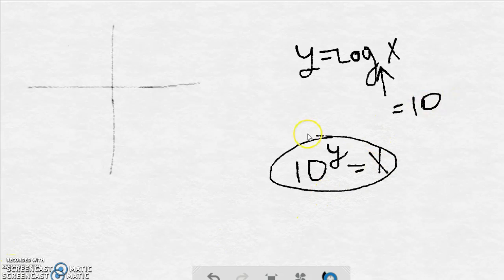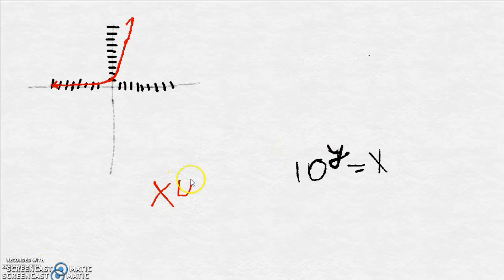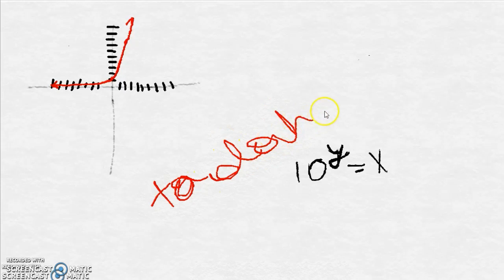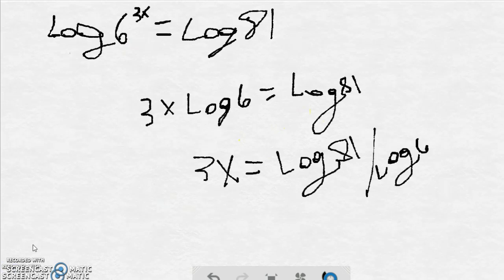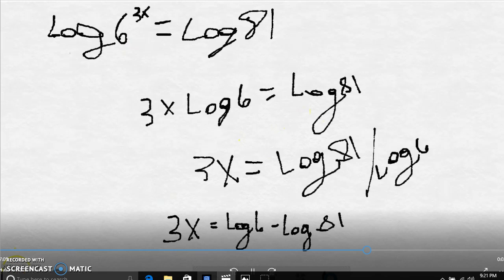So, we're going to turn it in exponential form, if you guys remember how to do that. Okay. So, you can plug the numbers in and you will get that graph. So now we're going to be solving this.